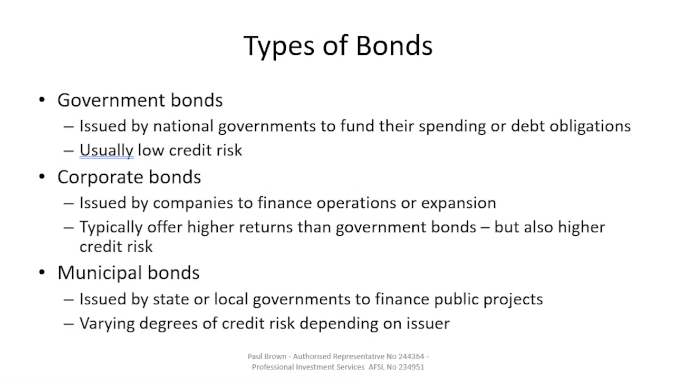So let's look at the types of bonds. You've got government bonds, typically issued by national governments, like Australian government bonds, to fund spending or debt obligations. Typically, government bonds have a low credit risk.